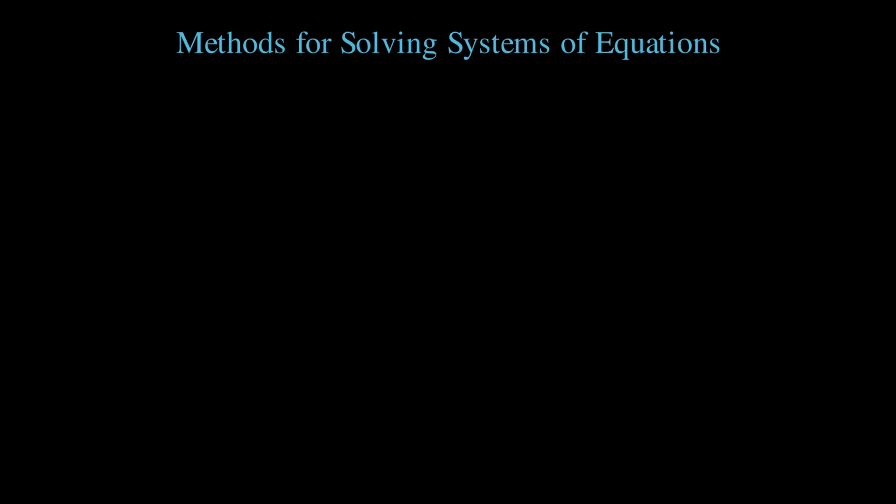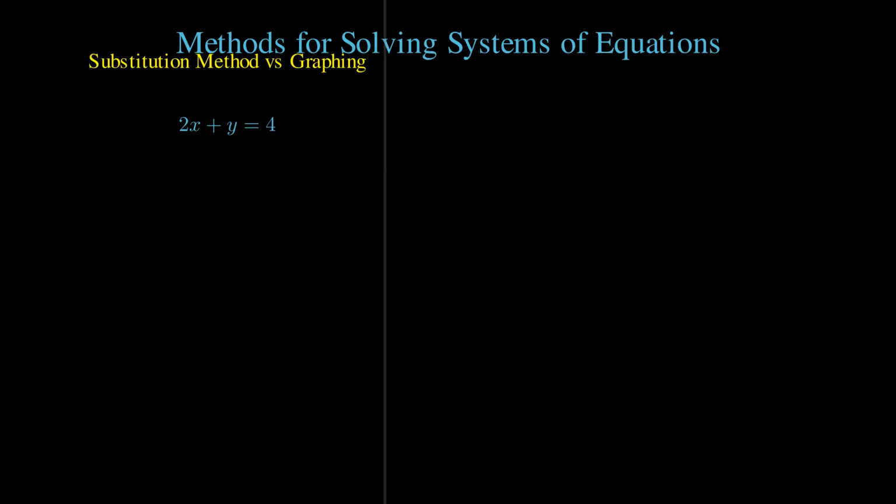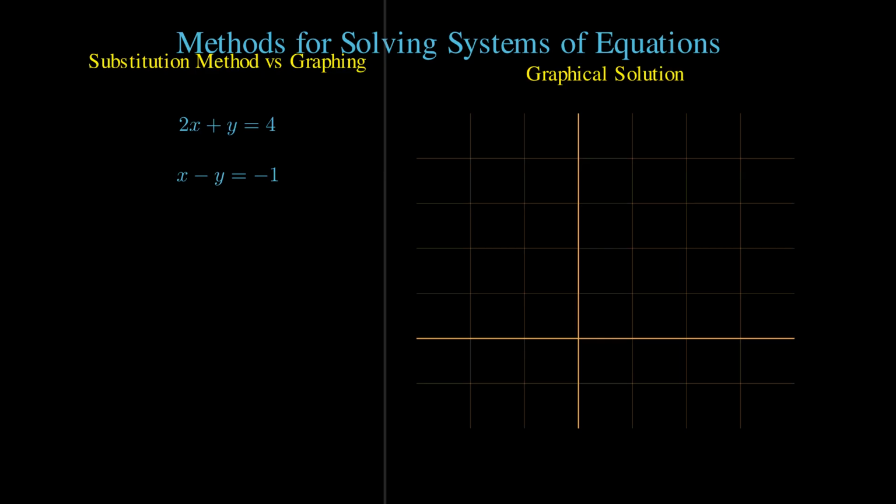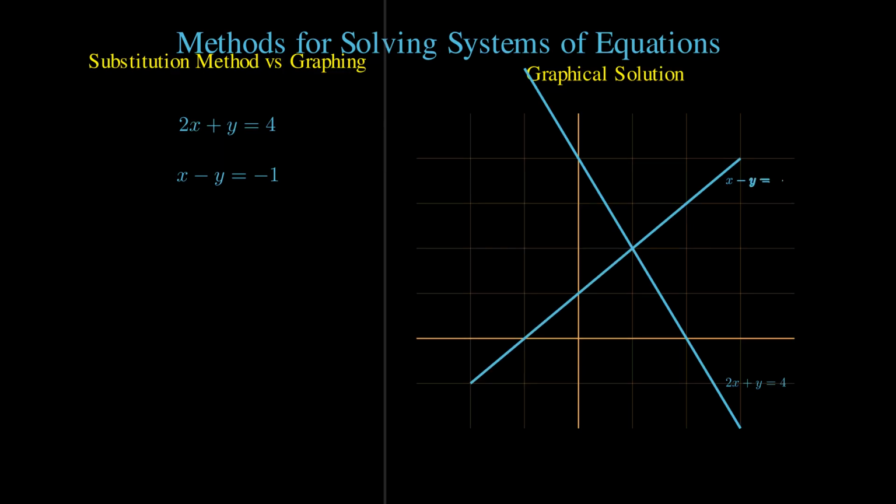Imagine trying to figure out where two paths intersect. That's the essence of solving a system of equations. Let's explore two methods side by side: substitution and graphing. On the left, we have two intertwined equations: 2x plus y equals 4 and x minus y equals -1. Our goal is to find the precise x and y that satisfy both.